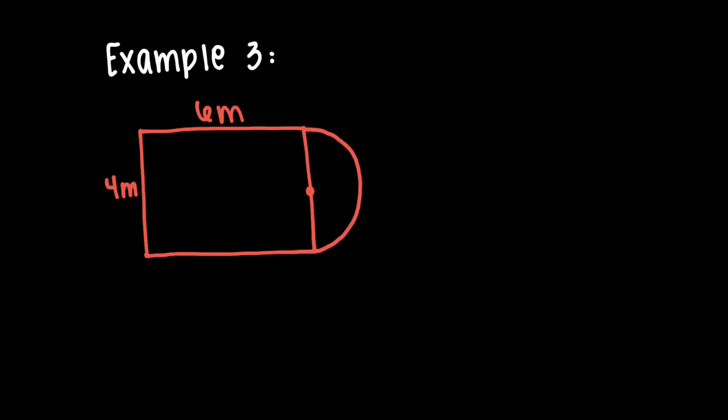Example 3, we throw in a rectangle and a circle, but it's not a full circle, it's a semicircle or a half circle. So I'm going to go ahead and find the rectangle first.